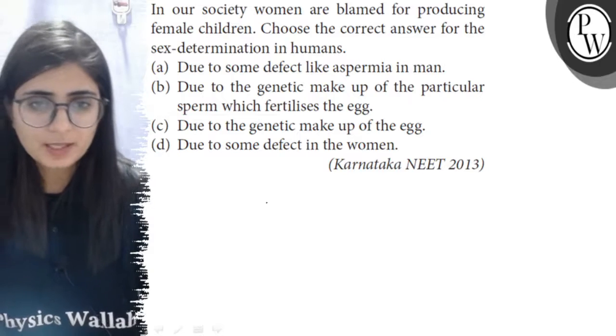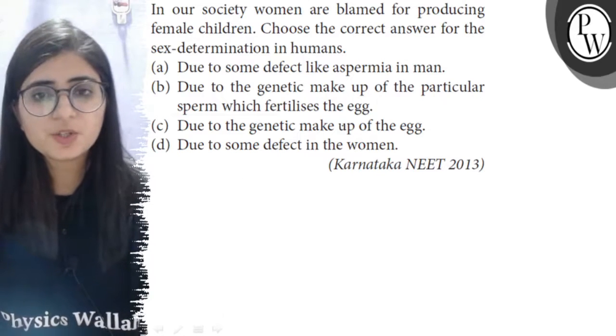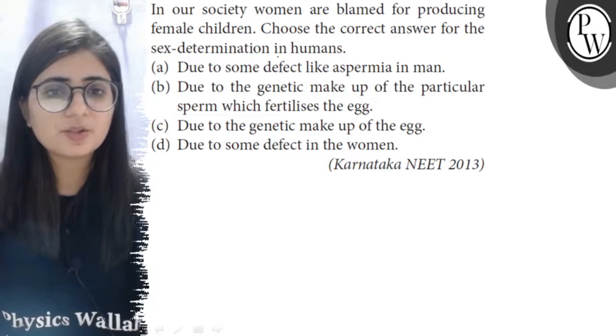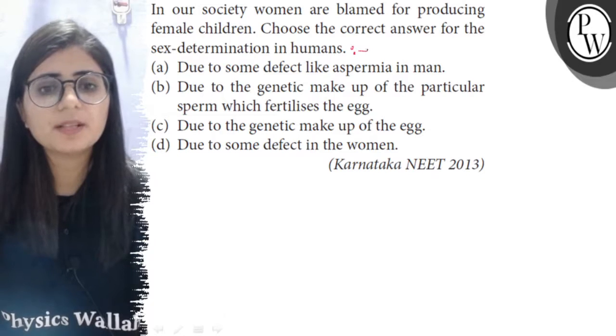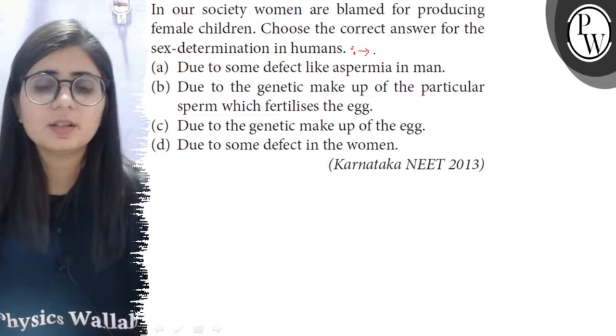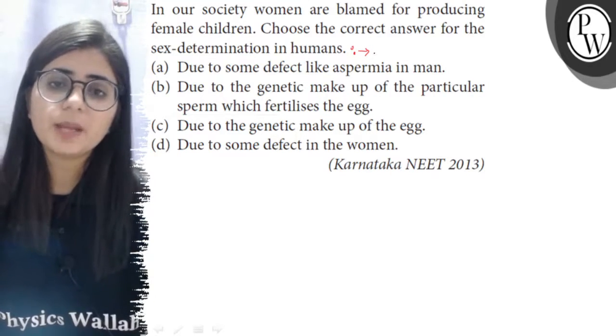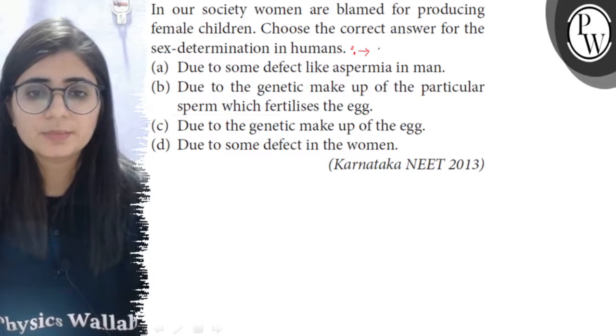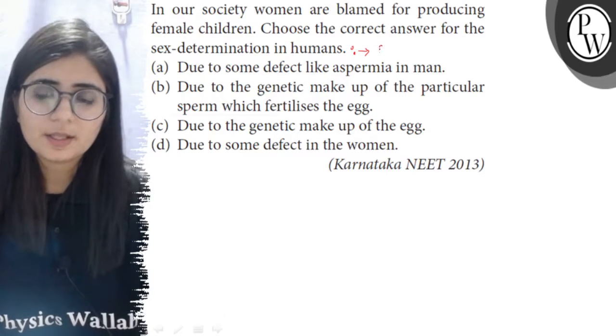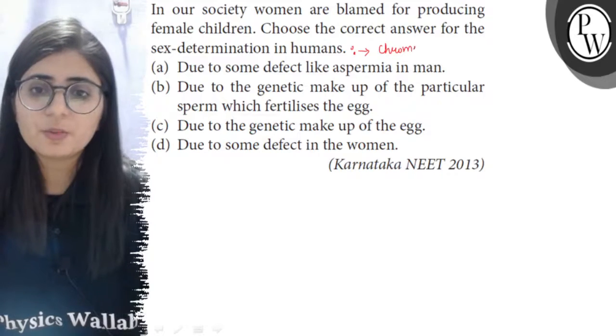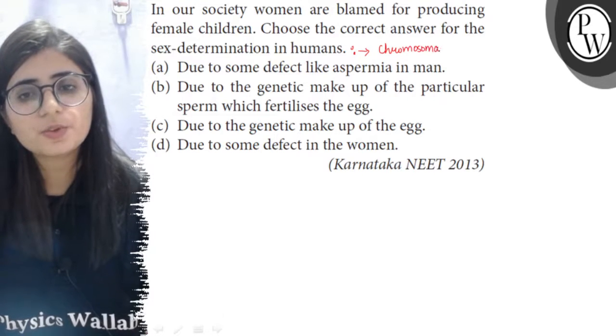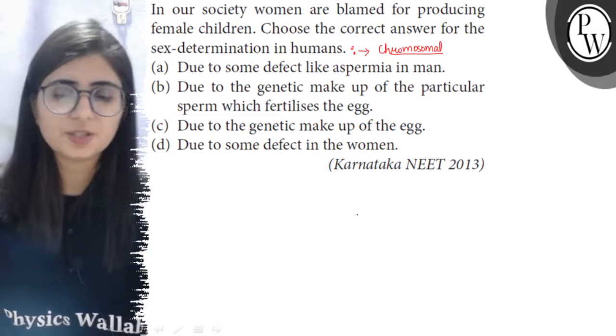So let's see how the determination of sex occurs in case of human beings. So in case of human beings, the sex determination means the zygote will develop into a male or a female. It depends on the male. So it is dependent on the chromosomes. So this is called chromosomal sex determination.